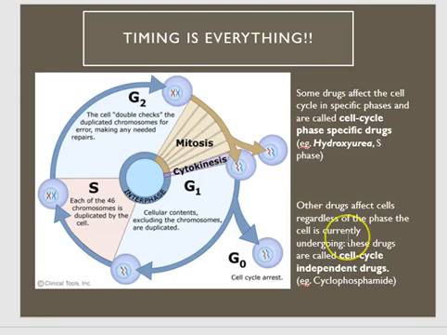Other chemotherapeutic drugs may be able to kill certain cancer cells outside of a specific phase, and so these are called cell cycle independent drugs. And just for your knowledge gap, cyclophosphamide is one of those such drugs, so it doesn't matter which phase of the cell cycle is being undergone. Cyclophosphamide will kill the cell no matter what, regardless of that. So that's a little bit of background on the cell cycle.